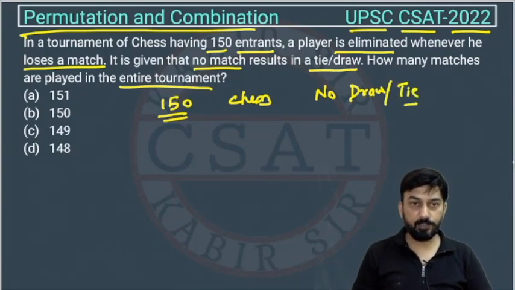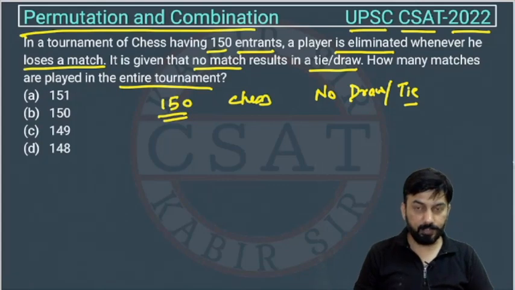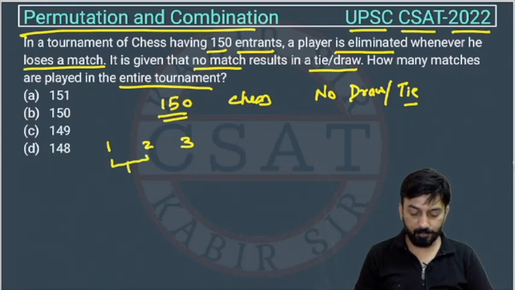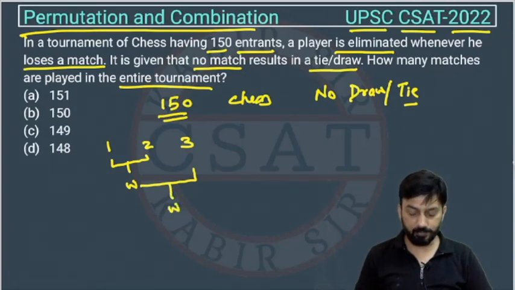So this is a very easy question, you just need to know the concept, right? Suppose I'm explaining the procedure: suppose there are three players, first, second, third. So how many matches will happen? One match will happen between two of them, and the winner will come and play with this one, and then the final winner. So how many matches, one or two, right? If there are three people, how many matches are happening?